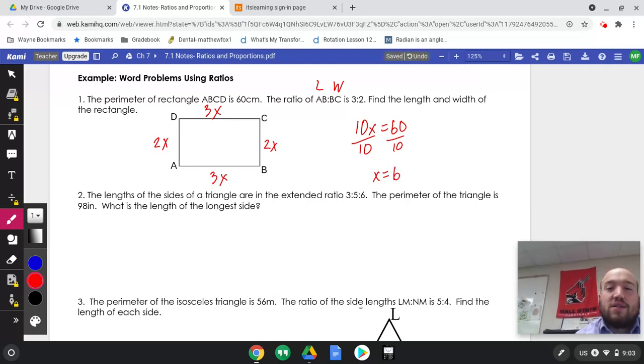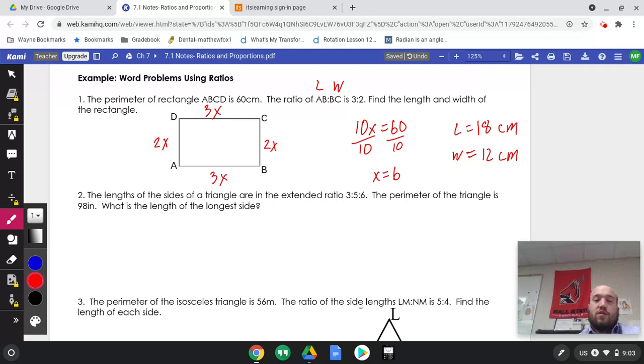We're not done though. It asks us to find the length and width. So if we plug that in, 3 times 6 would be 18. So our length here is 18 centimeters. Meanwhile, 2 times 6 for the width is going to be 12 centimeters. And we are done.